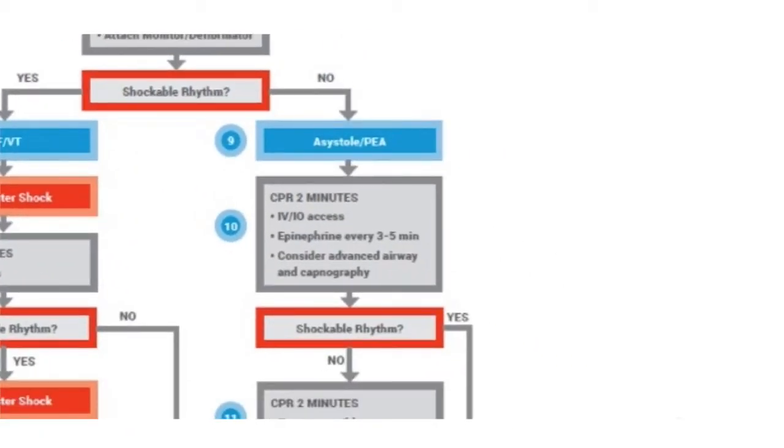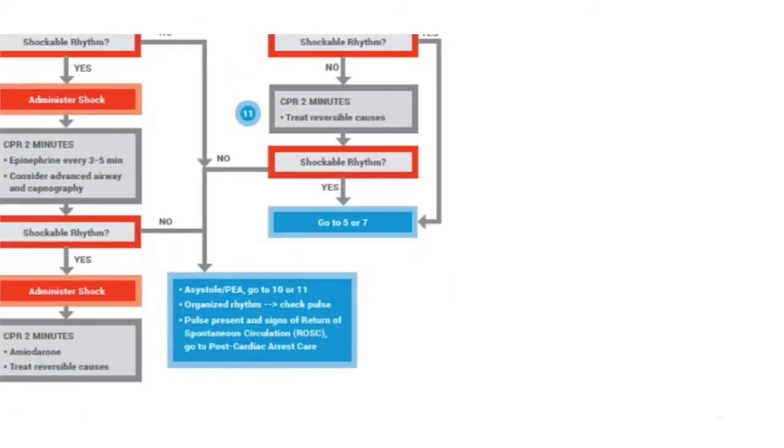If there was not an initial shockable rhythm, asystole or PEA, perform CPR for 2 minutes while obtaining IV access. Administer epinephrine every 3 to 5 minutes, and consider placing an advanced airway and monitoring via capnography. Reassess for a shockable rhythm. If yes, go to 5 or 7. If not, continue to perform CPR for 2 minutes and treat reversible causes, H's and T's. Then check for a shockable rhythm again.